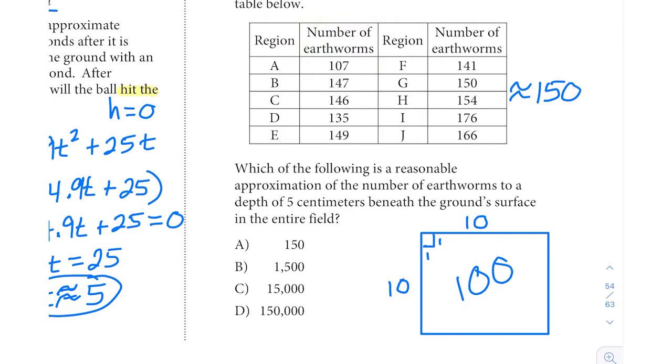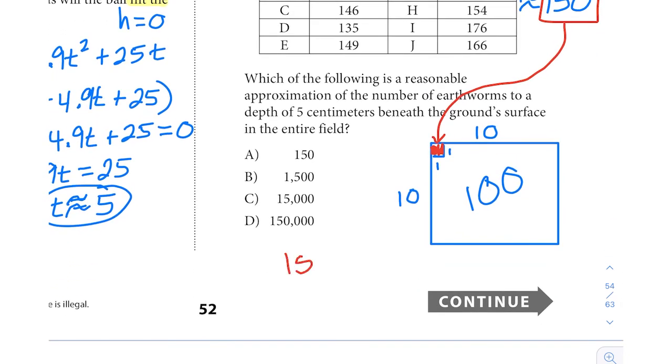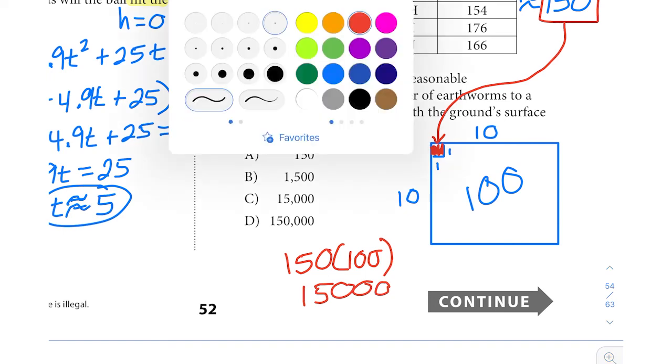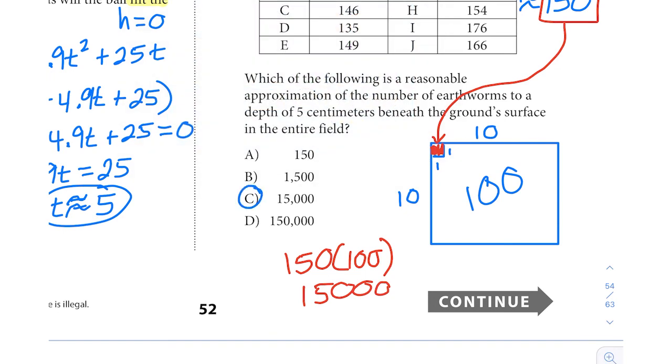And the most important thing, and we'll switch colors here just to really emphasize it, is that this value is representative of the average number of earthworms in just one of these little squares. Now for the entire field, we have to multiply that value times 100. So here we have 150 times 100, which would give us an approximate value of 15,000 for the field as a whole, which would match up with answer choice C.